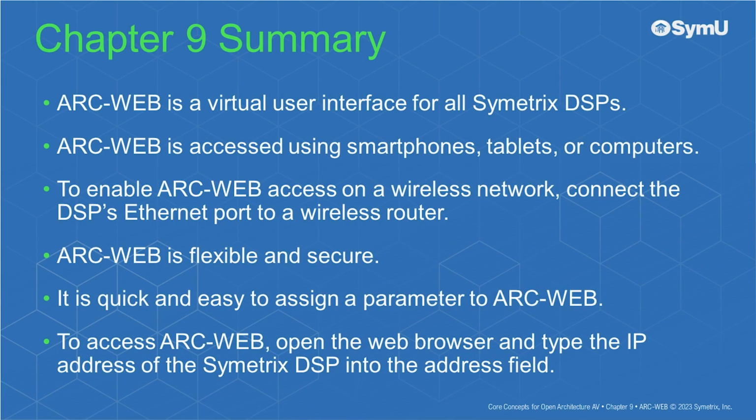ArcWeb is a virtual user interface for all Symetrix DSPs and is accessed using smartphones, tablets, or computers. To enable ArcWeb access on a wireless network, connect the DSP's Ethernet port to a wireless router. ArcWeb is flexible and secure. It is quick and easy to assign a parameter to ArcWeb. To access ArcWeb, open the web browser and type the IP address of the Symetrix DSP into the address field.